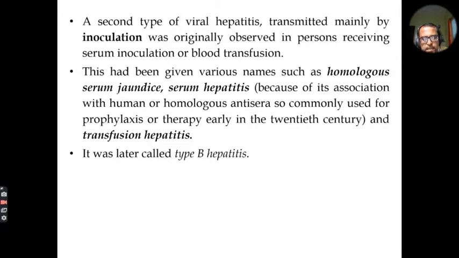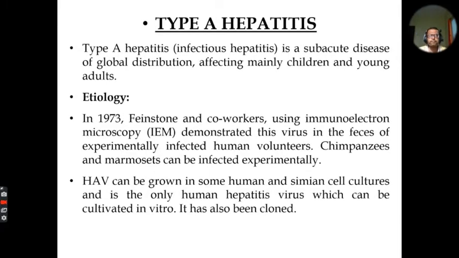Firstly we will see type A hepatitis. This type A hepatitis, which is known by another name, infectious hepatitis, is a subacute disease of global distribution, mainly affecting children and young adults. It mainly causes a subacute type of disease, which is not a dangerous type of infection, and it affects the whole world. That's why it is known as global distribution.